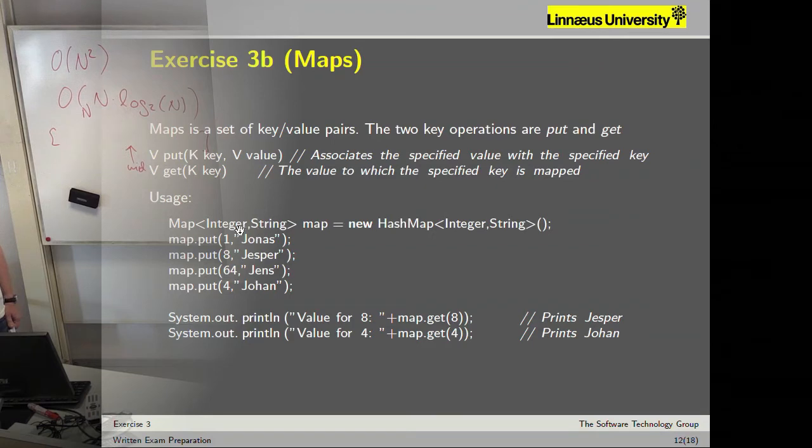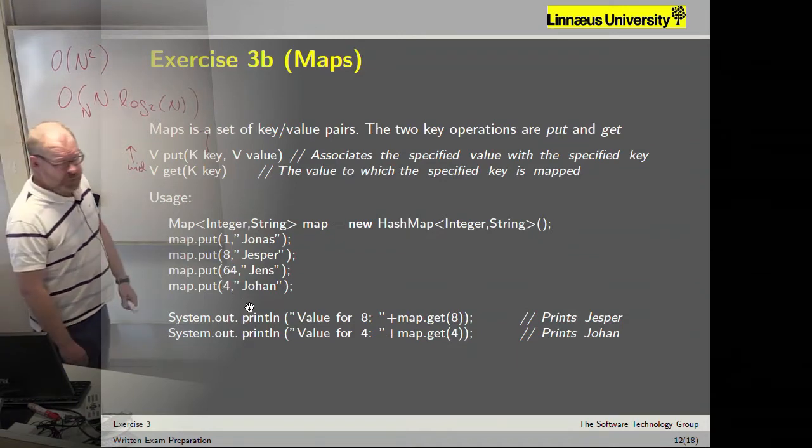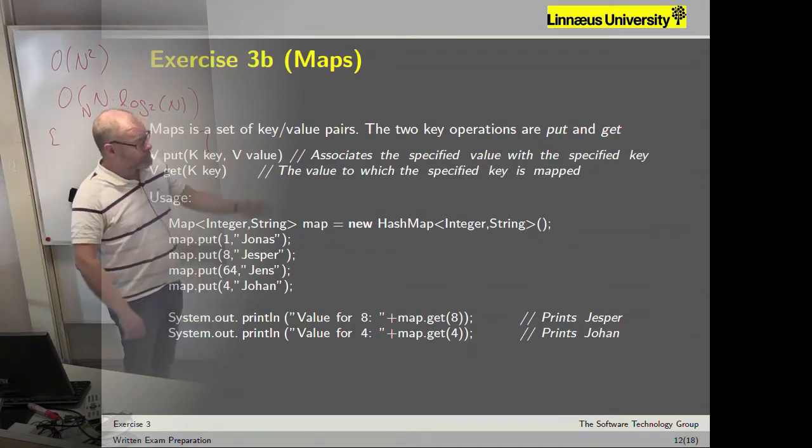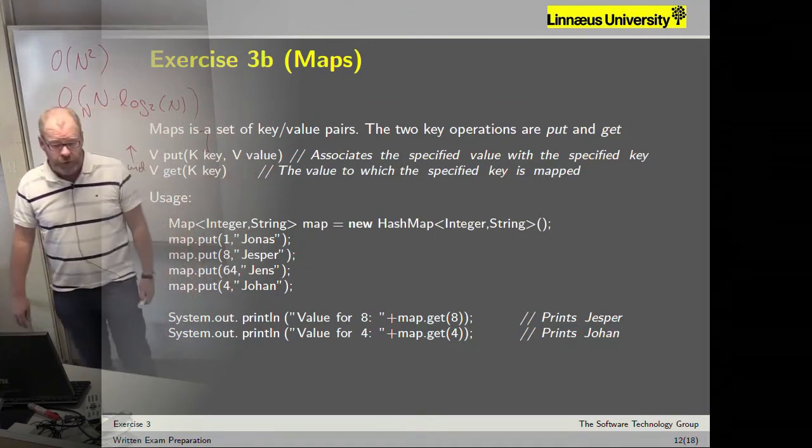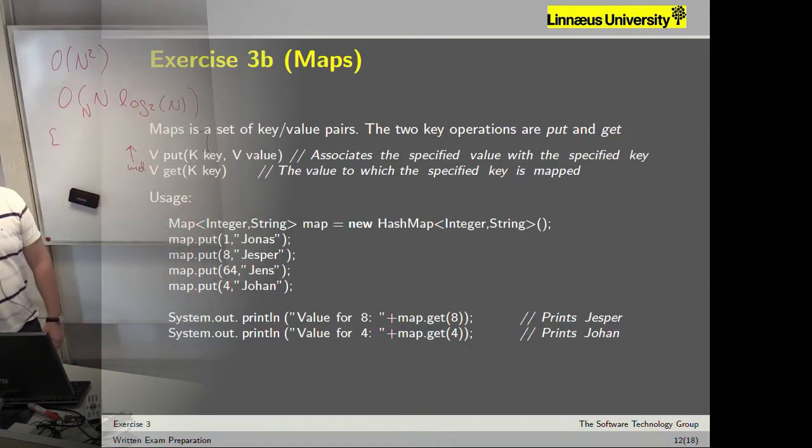I have a hash map, which is a mapping from integer to strings. I insert a number of pairs using the put method. 1 is Jonas, 8 is Jesper, 64 is Jens, and so forth. This is the put method when we are adding data to the map, and this is where we are asking, give me the value for a given key. So we are asking, give me the value for 8, it will return Jesper. 4 will return Johan in this case. It is implemented using hashing in this case, and it's a commonly used data structure. You should know how it works.